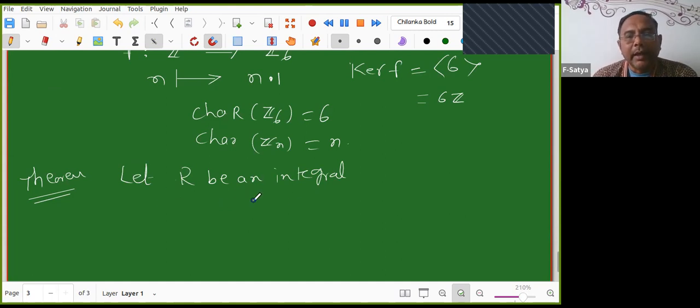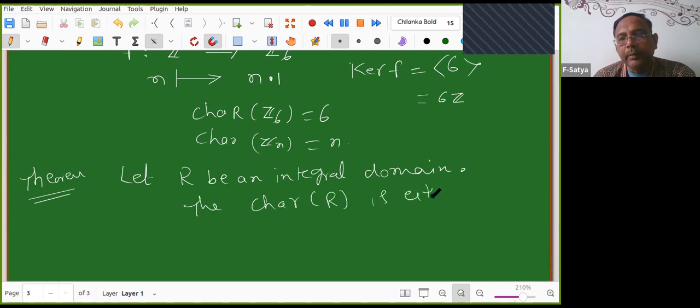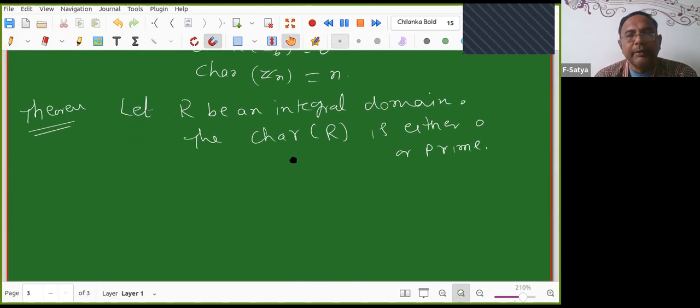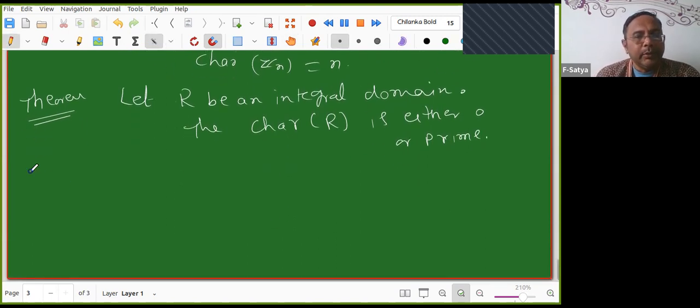Let R be an integral domain. Then the characteristic of R is either 0 or prime. Directly I'm attacking the integral domains. Okay, now I'll try to prove this. Proof.